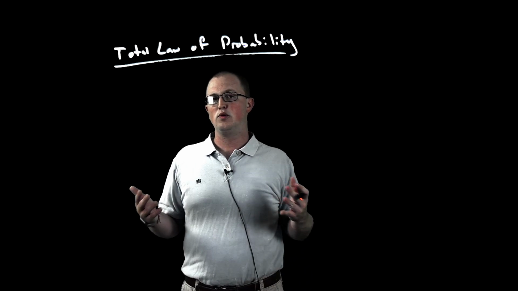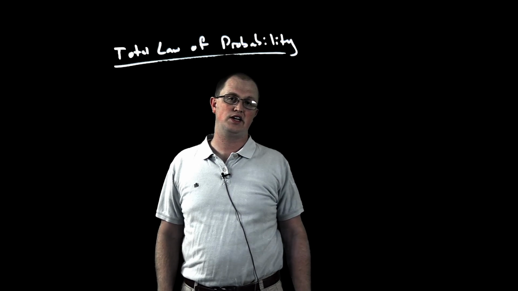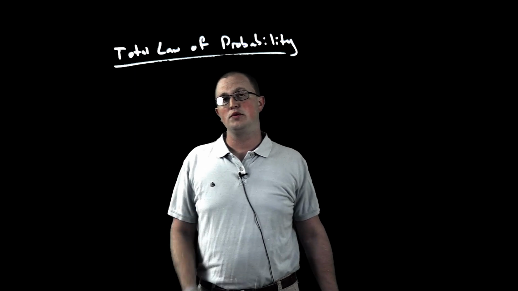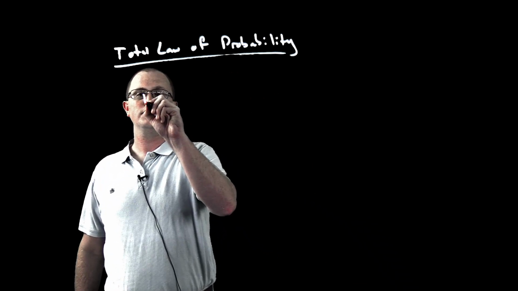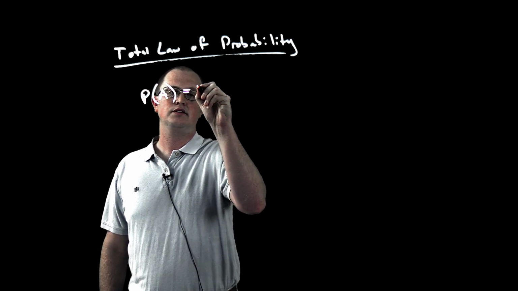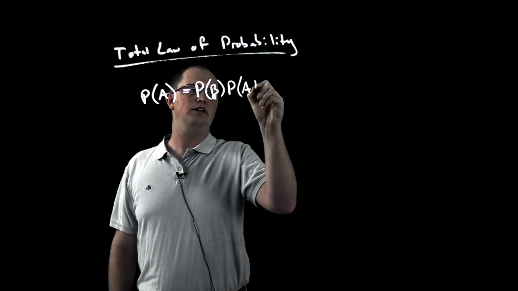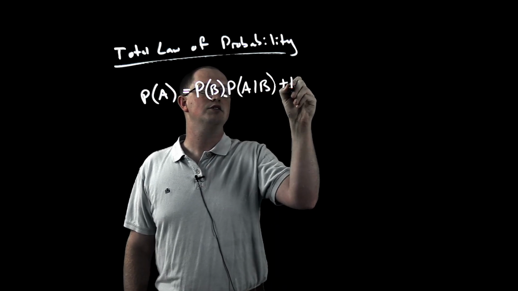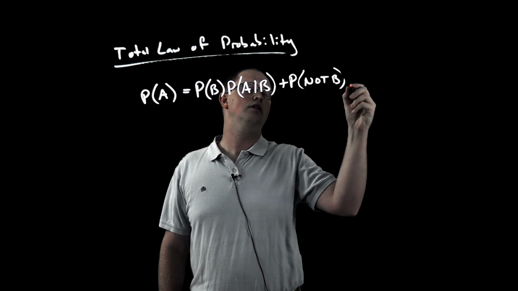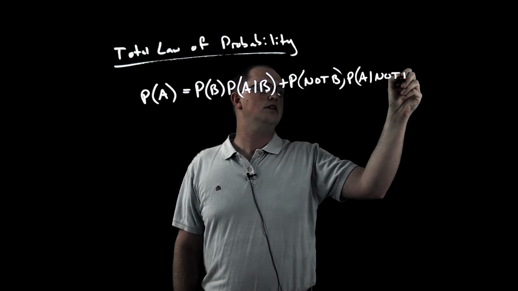There are more complicated versions of the total law of probability, but for this class, we're going to keep it rather simple. And so the formula that we are going to use is that the probability of an event A happening can be written as the probability of some event B times the probability of A given B, plus the probability of not B times the probability of A given not B.